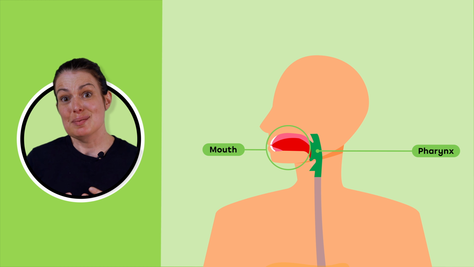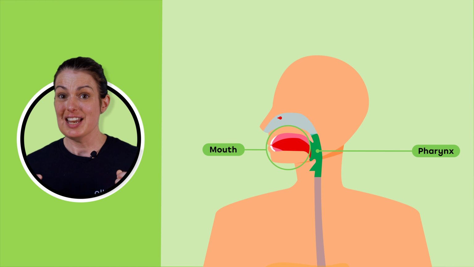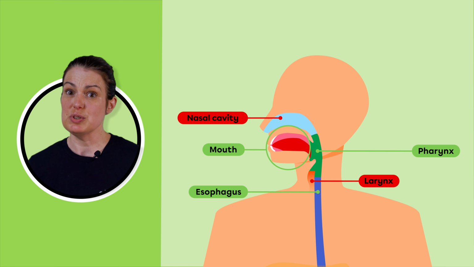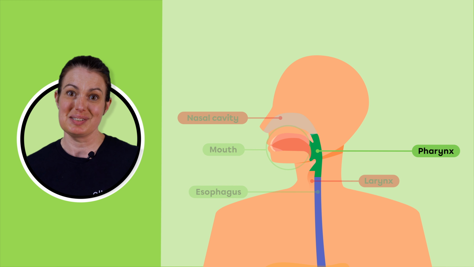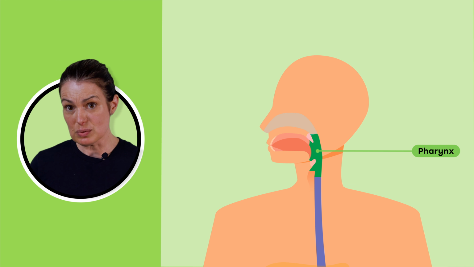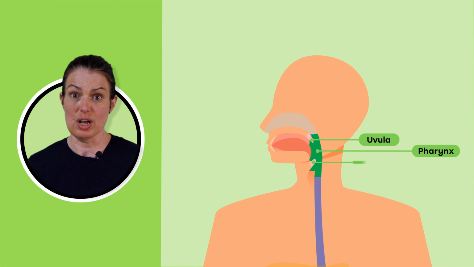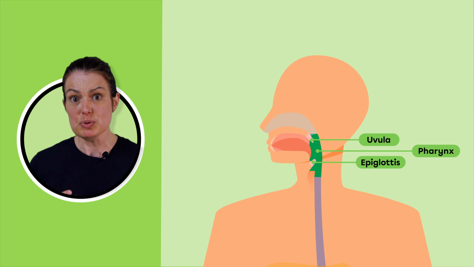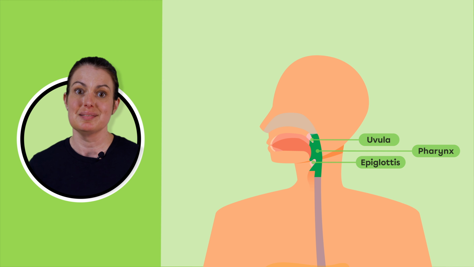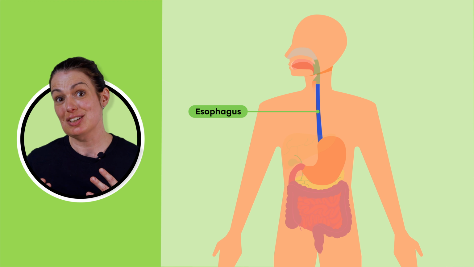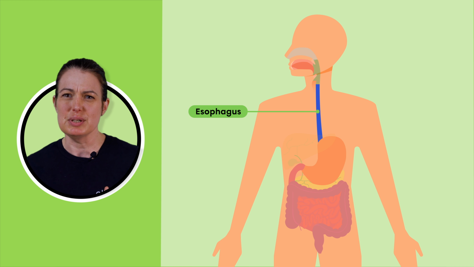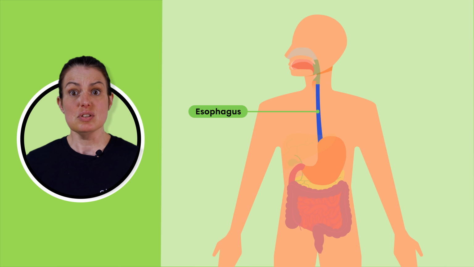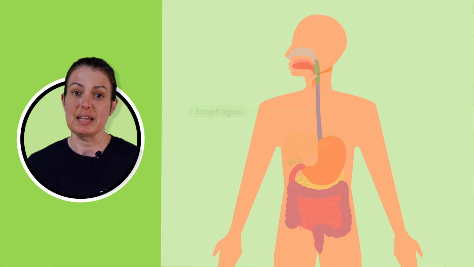The pharynx is a muscular duct connecting the mouth, nasal cavity, larynx, and esophagus. It's a shared route between the respiratory and digestive systems. The pharynx also includes the uvula and epiglottis, two cartilaginous structures involved in swallowing that help direct the food bolus to the esophagus. The esophagus is a muscular tube, approximately 25 centimeters long. The contraction of its walls, called peristalsis, allows the food bolus to be propelled towards the stomach.